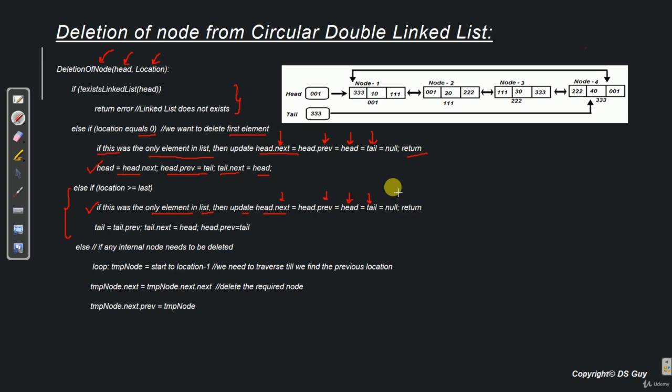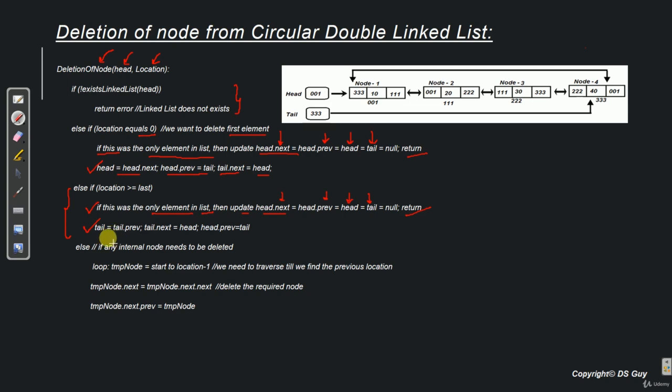Once that is done, the node automatically becomes eligible for garbage collection. So after that, the garbage collector automatically deletes the node. We don't have any other thing to do after that, so we simply return. Now in case we want to delete the last node and it is not the only node in the list, that is if there are other nodes as well in the list, then what should we do?